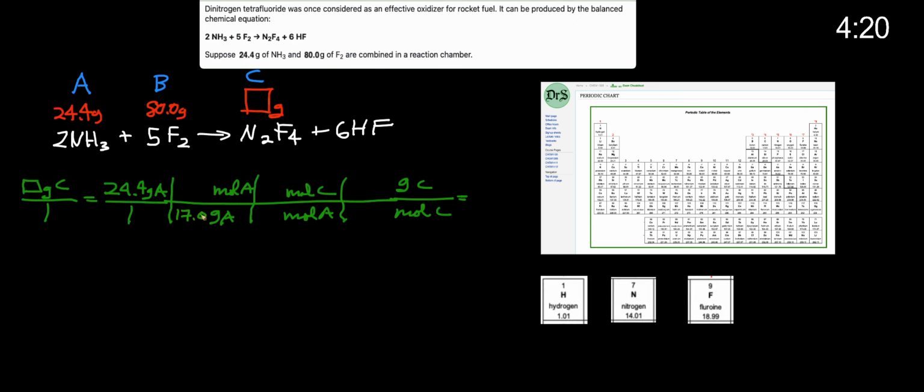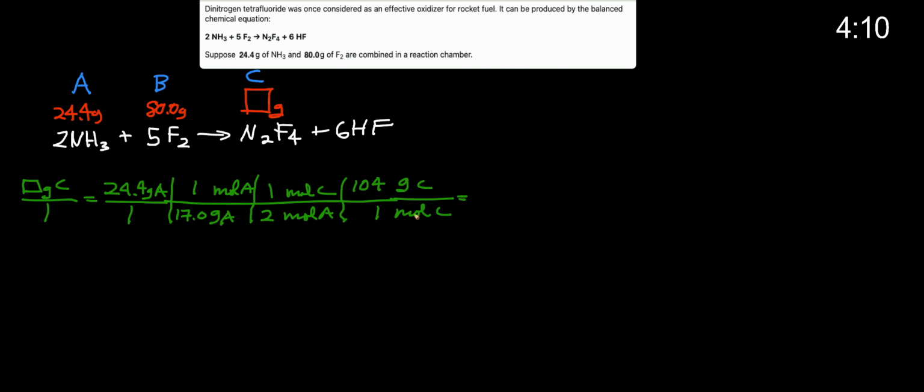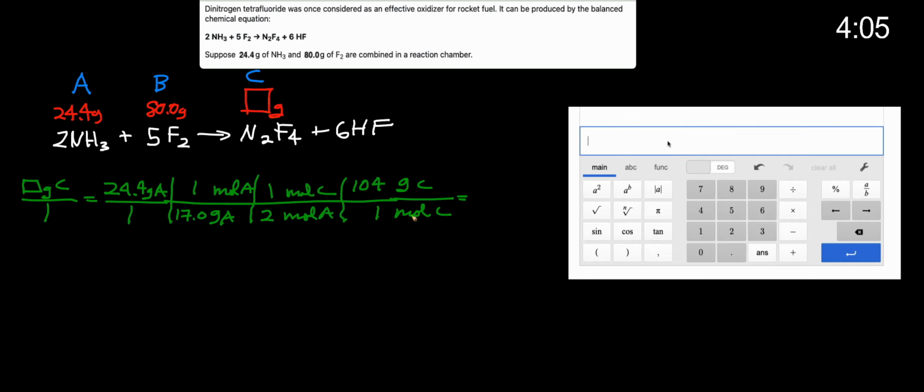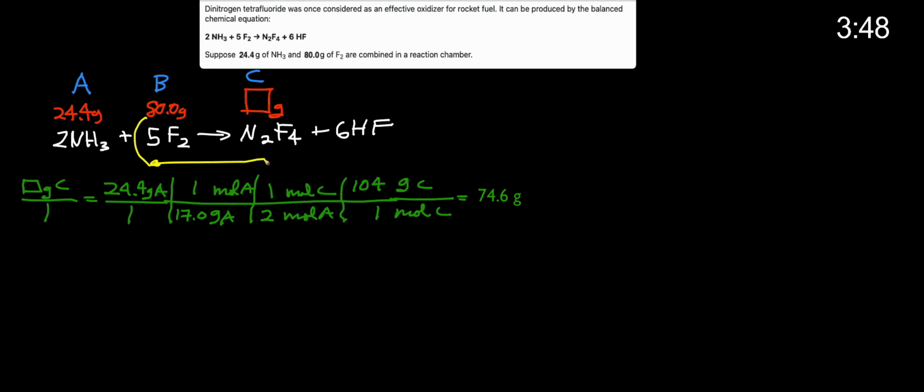So NH3 comes out to be 17.0 grams in 1 mole. From the equation, I can see there's 2 moles of A for every 1 mole of C. And finally, the molar mass of N2F4 comes out to be 104. I'm now going to punch that in my Desmos calculator, and I'm going to punch it in a way that pretty much resembles the way the dimensional analysis looks, and I get 74.6.